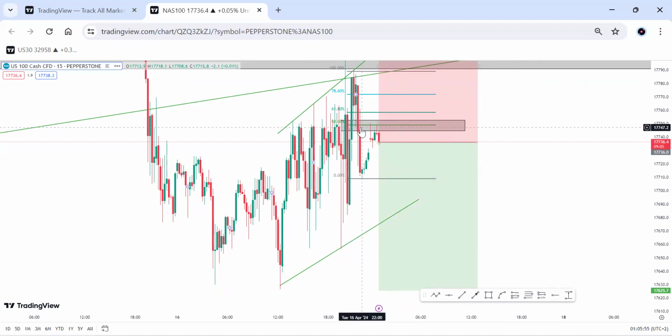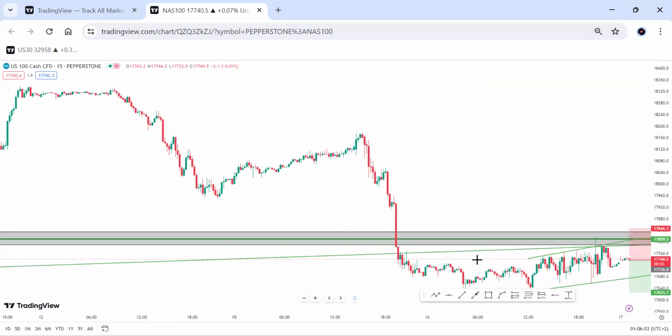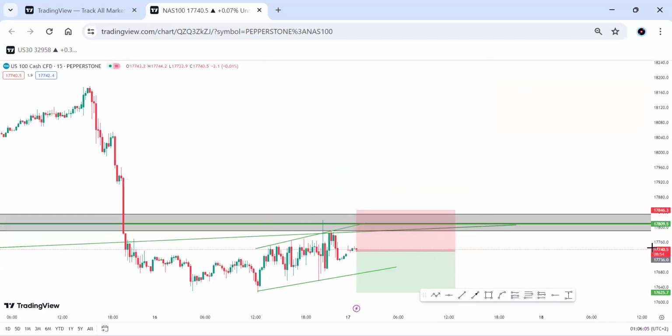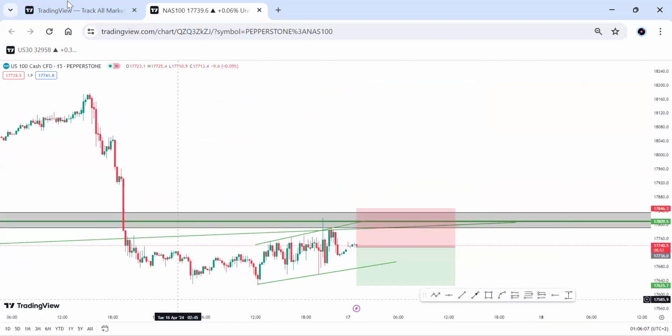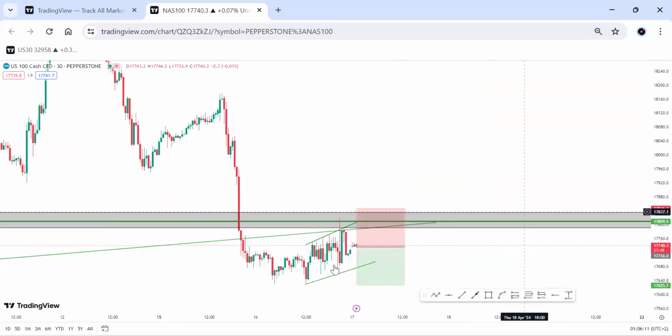We could remove all of this just for the market to stay clean, right? We could reset our charts, and then we can see how much we're gonna target out this thing. I think I'm gonna take it on the 30 minutes because there's less noise there, and I'm gonna understand the market better like that, right?